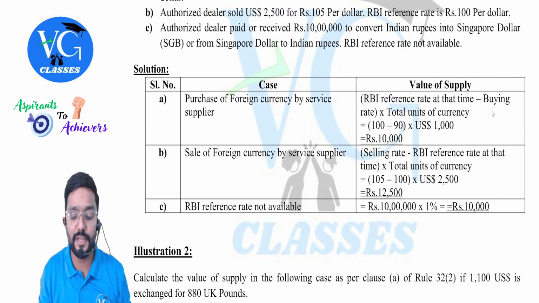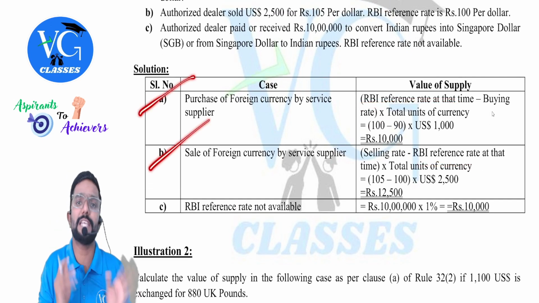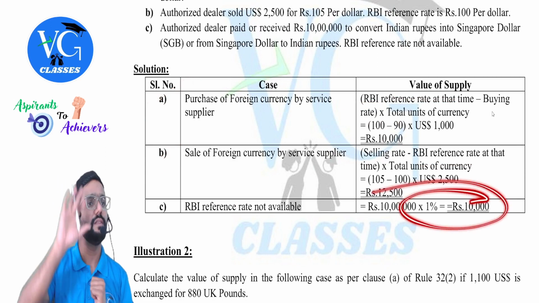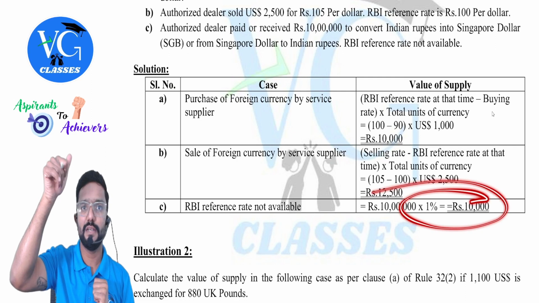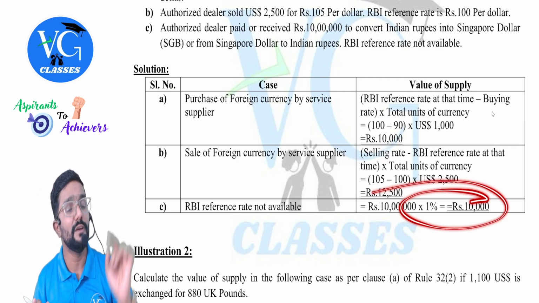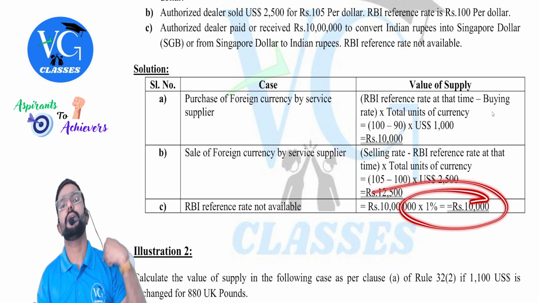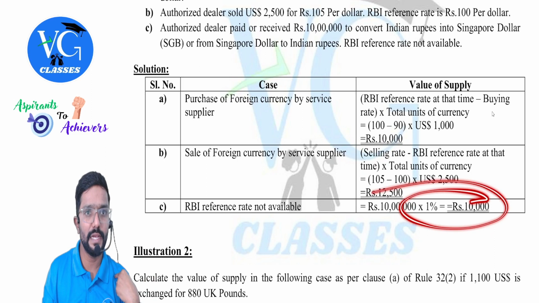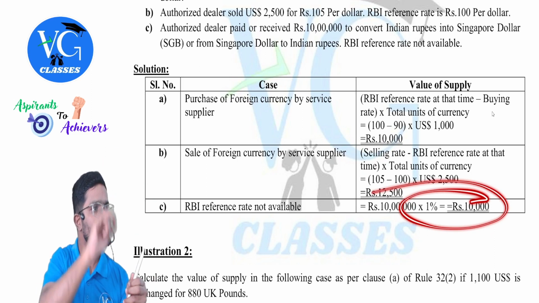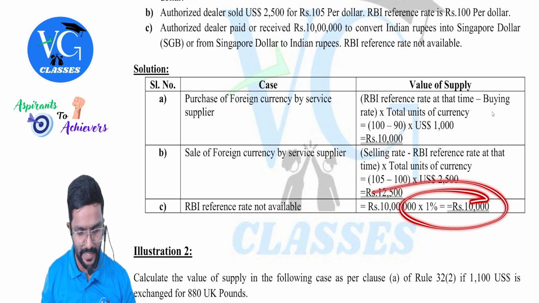Straight away, don't go to C point. Clear? First, we should always check whether RBI reference rate is available. If available, then obviously we need to go as per this. If that is not available, then only I will go with this, guys. Is that clear? Easy. This is only when RBI reference rate is not available for the currency which is exchanged between authorized dealer and the person. In that case, either of the currency will be Indian rupees, either paid or received. Take 1% of that. Okay, sir. Next, I am going back again.